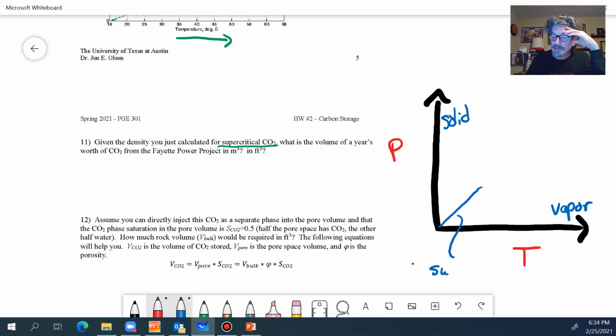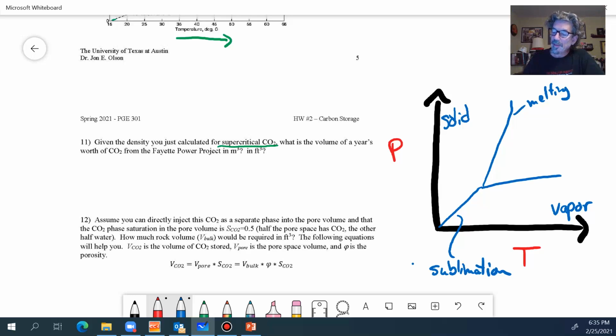And that's called the sublimation line. That means we go directly from a solid to a vapor. And then we typically have a melting curve, and I'm going to run out of space here. Where'd my mouse go? Oh, there we go.